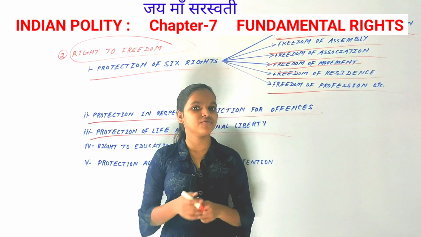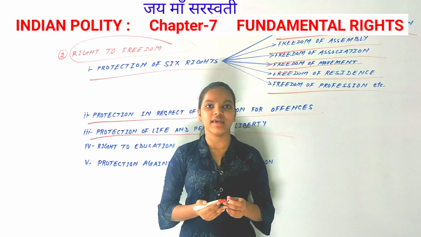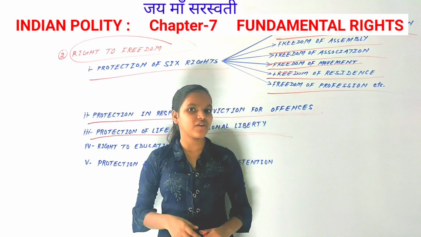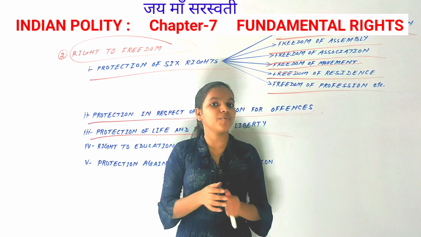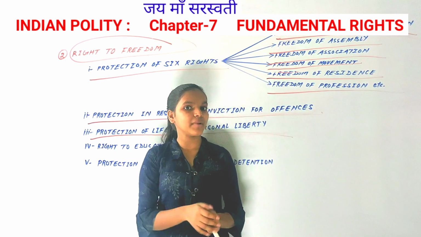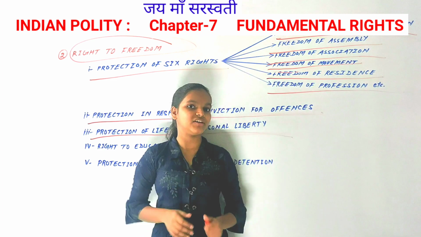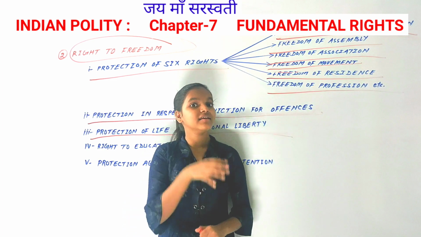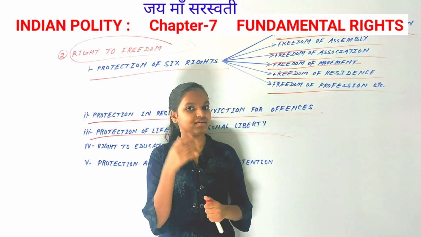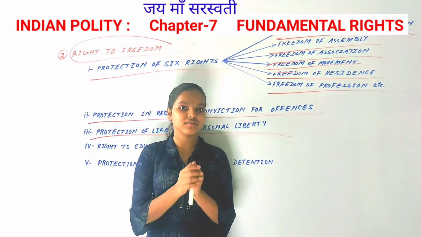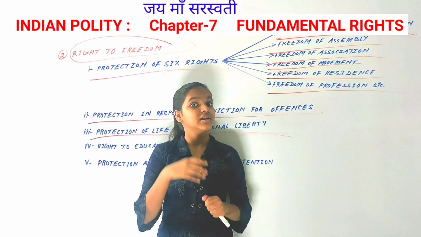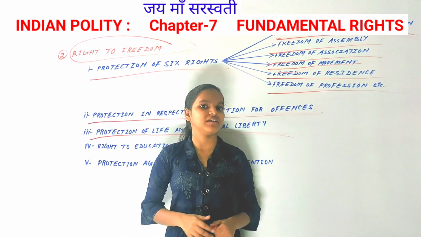So till now we have discussed till Article 20, and now comes Article 21, that is protection of life. Article 21 provides protection of life and personal liberty except according to the procedure established by law, and this right is conferred to all, to citizens as well as foreigners.